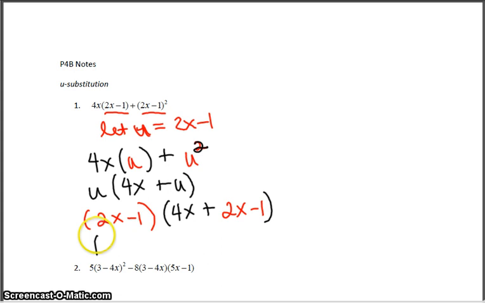And the last step is to combine like terms. 4x and 2x is 6x. And now it's completely factored. It's 2x minus 1 and 6x minus 1.